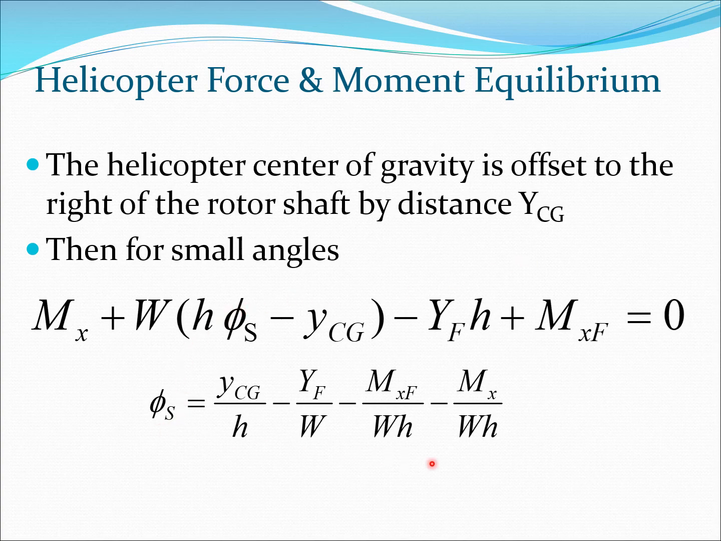So again we have solved for the equation phi s here, and as mentioned before, all these quantities, if they are known, the phi s value can be calculated, and these equations are valid for the CG at some location. So here the helicopter center of gravity is offset to the right of the rotor shaft by distance ycg, and so that's the ycg term here, and this is going to give you the value of phi subscript s.